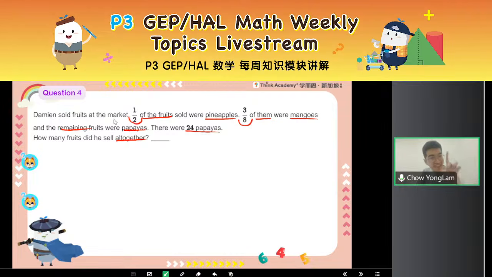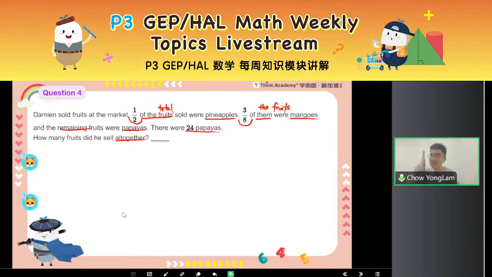There's something sus. First, you know that 1/2 of the fruit, that means the total, were pineapples. Then 3/8 of them. This "them" also refers to the fruits, right? This time there are 2 fractions given to you. Among the total, 1 fraction of it were pineapples, another fraction were mangoes, and the rest were papayas. So with these 2 fractions, how should you draw the model?